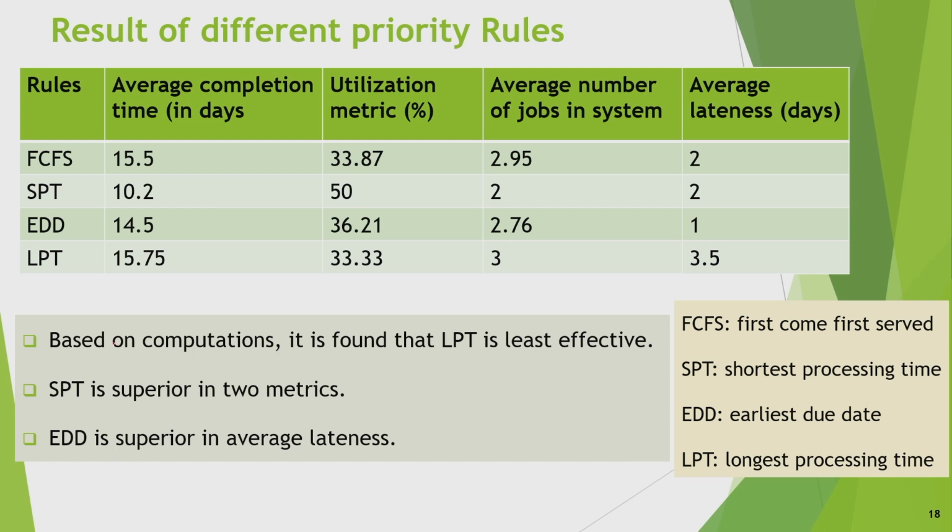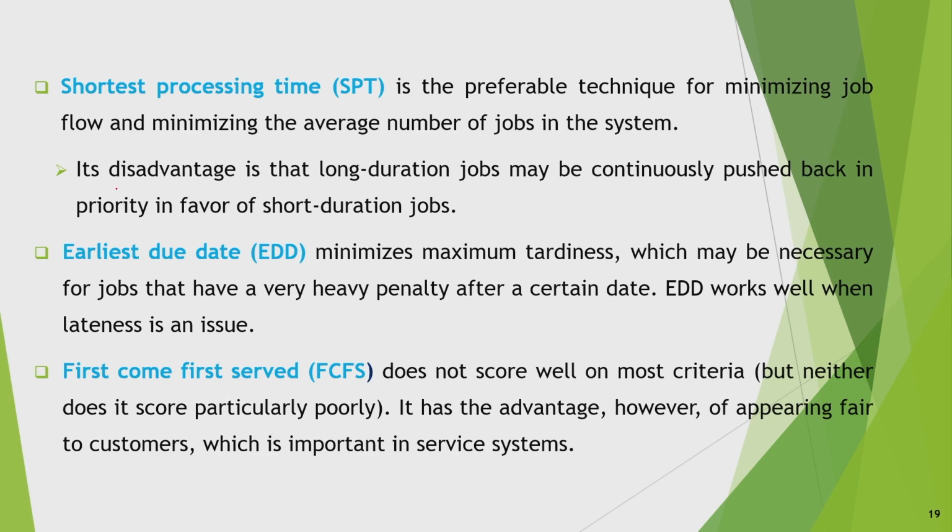SPT is superior in two metrics. Shortest processing time gives me better average completion time and utilization, and EDD is superior in average lateness. So, shortest processing time is the preferable technique for minimizing job flow and minimizing the average number of jobs in the system. Its disadvantage is that long duration jobs may be continuously pushed back in priority in favor of short duration jobs. So, due dates etc.